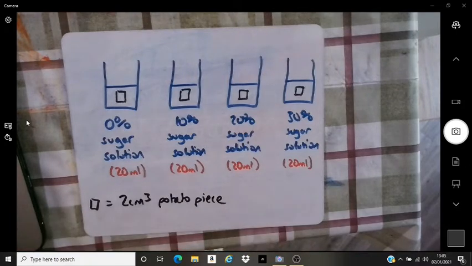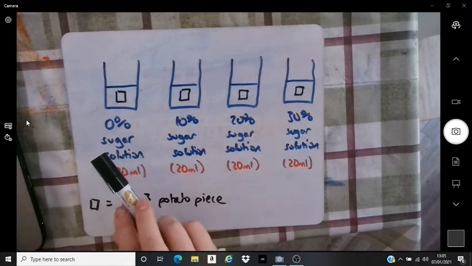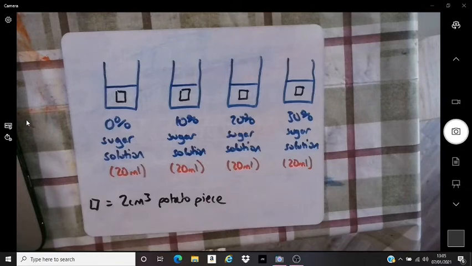Okay, so it's got the same size, good for it. And all we do in this practical is we leave the potato inside the solution overnight. You come back the next day and you look at the mass and how the mass has changed from before the investigation. So obviously you have to get the mass of your potato pieces before you put them in the solution, and then you get the mass of them after you put them in solution.